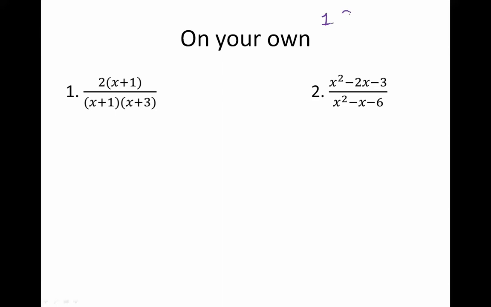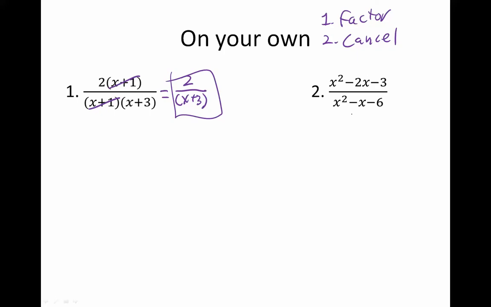Number one, remember, we are going to factor everything, and then we are going to cancel what we can. Now, notice in number one, everything has been factored already. These are factored for us. So all we need to do is cancel. Notice that there is an x plus 1 in both the numerator and the denominator. So this cancels down to 2 over x plus 3. And that's my final answer.